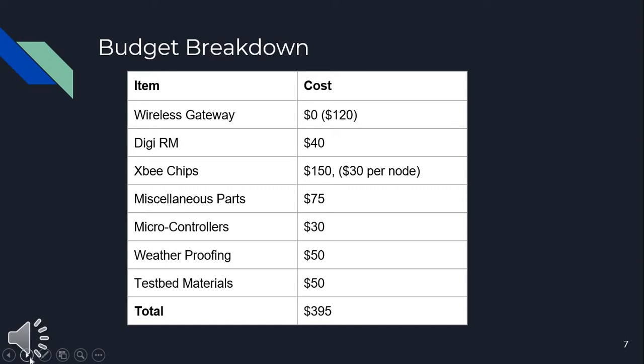Miscellaneous parts, including the sensor modules and other discrete components, will run us about $75. The microcontrollers, we already have most on hand. They would run us about $30, so we're counting it.